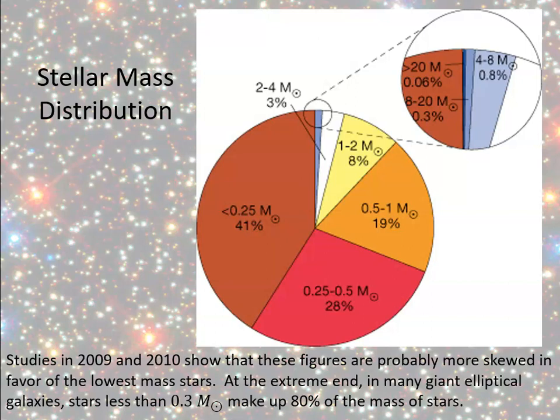We're now realizing that stars less than about 0.3 times the mass of our Sun, that is 0.3 solar masses, make up about 80% of the mass of stars that are out there. That's the case in giant elliptical galaxies, at least, and giant elliptical galaxies have lots and lots of stars. Even our Milky Way galaxy is very much tilted toward the less massive stars.